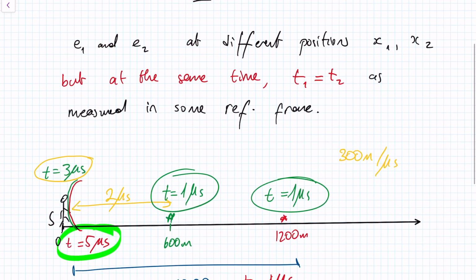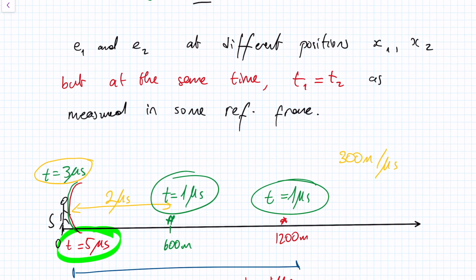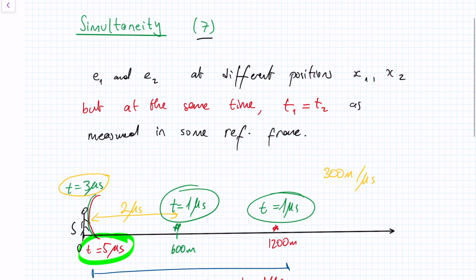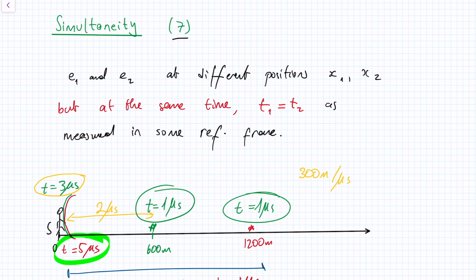So that's what this definition is saying. It is saying that this is what a simultaneous event is. Okay, this was a very short video on simultaneous events. In the next video, we're going to look at a paradox about simultaneous events, and we will try to solve that paradox.